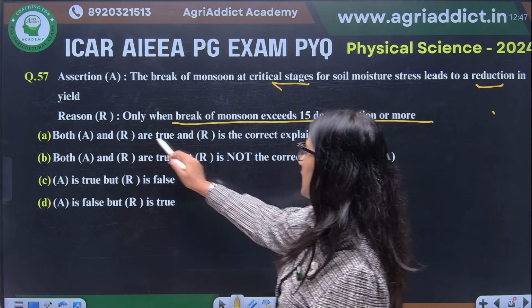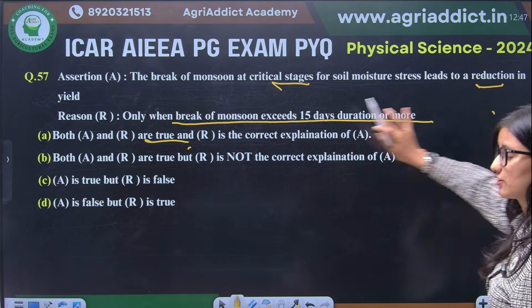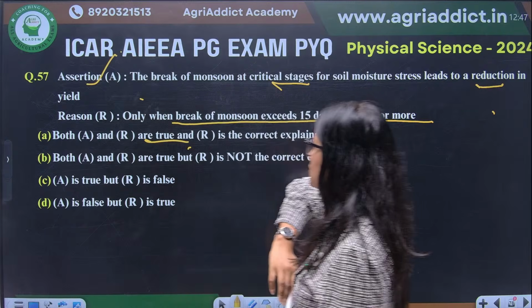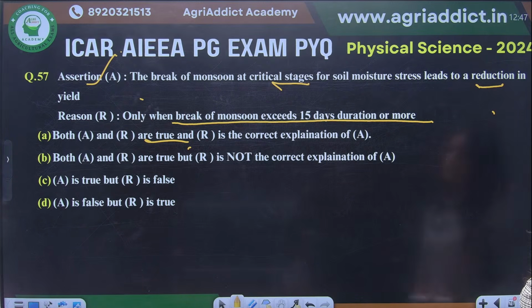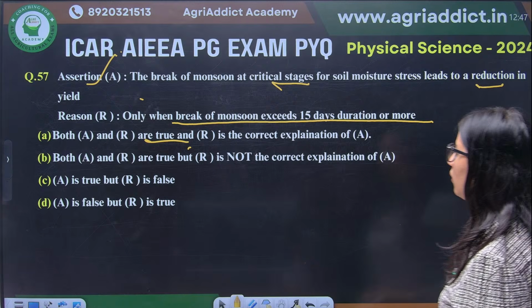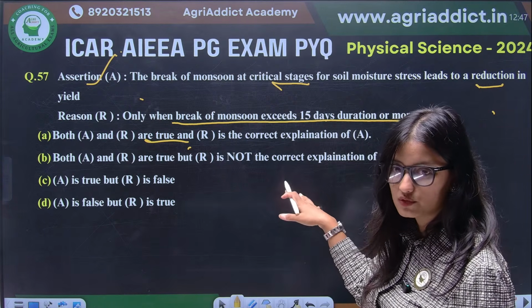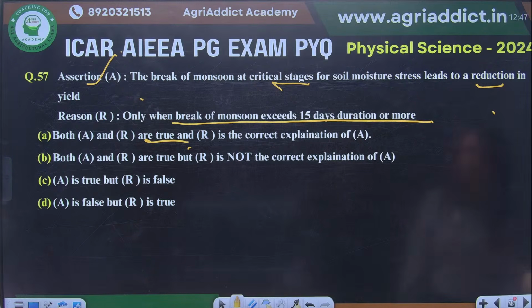A, both are true. Break of monsoon at critical stage for soil moisture lead to reduction in yield. This is correct कि इस point पे हमें जो है क्या चाहिए? Monsoon break. Only when break of monsoon exceeds 15 days duration or more. Only when break exceeds. Okay, okay. Only when break of monsoon exceeds 15 days duration or more.